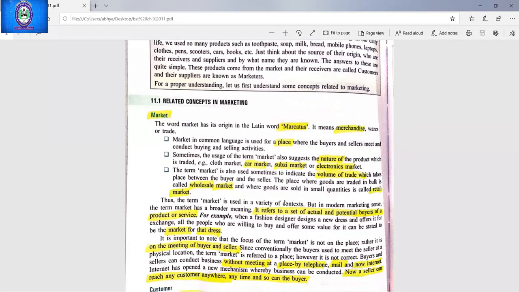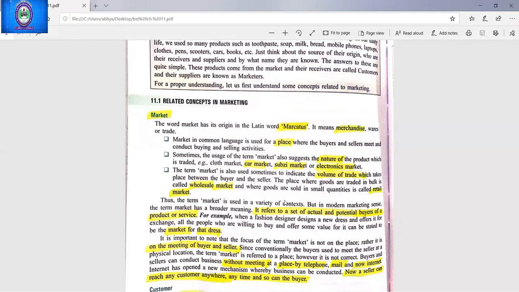For example, if we are doing marketing on telephone or online, we are selling or buying the products by using the mail. So the internet has opened a new mechanism whereby business can be conducted. Now a seller can reach any customer anywhere. There are no geographical boundaries, we can say. Each and every seller can reach anywhere he wants to sell his product.